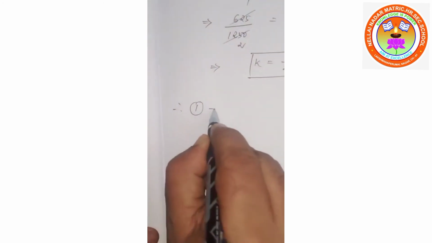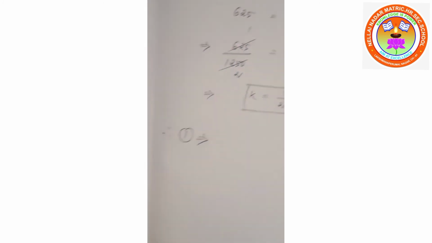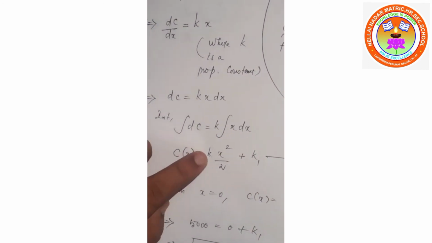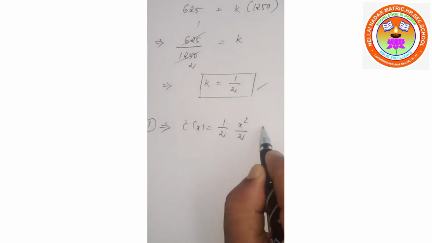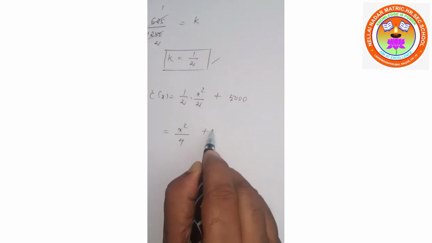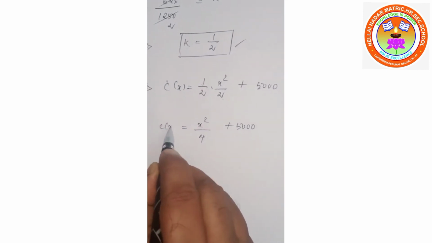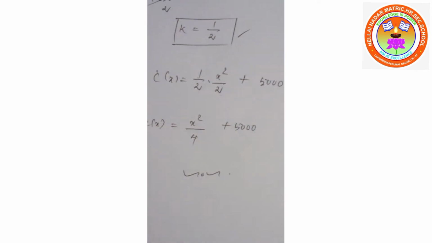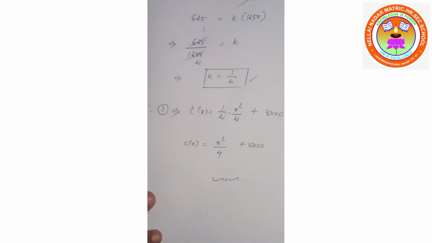Therefore, substitute the values of k and k1 in equation number 1. That is the final answer. Equation 1 implies C of x equals kx squared by 2 plus k1. K value is 1 by 2, so 1 by 2 x squared by 2 plus k1. What is the value of k1? 5000. So equals 1 into x squared divided by 2 twos are 4, plus 5000. That is the total cost function. Problem number 18 is over. So the next problem will be taken in the next class.